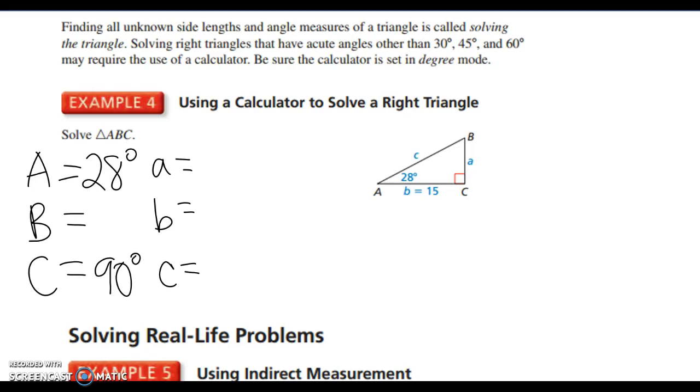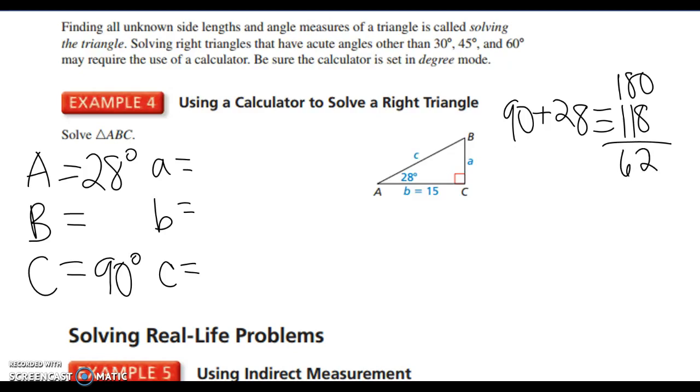And to do that, we would just add 90 plus 28 and subtract that from 180. So we'll get 180 minus 118, and that will be 62 degrees.